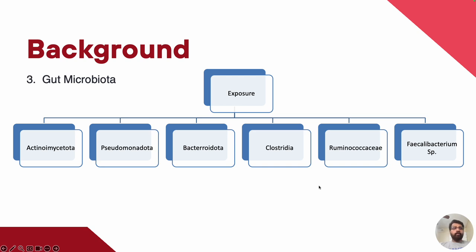And the third component here is the gut microbiota. So due to exposure, the gut microbiota changes, and how it changes we're going to talk about quickly. And these are the groups of gut microbiota that they primarily focused on: actinomycetota, pseudomonadota and bacteroidota. So these are the groups which they mentioned in the study.